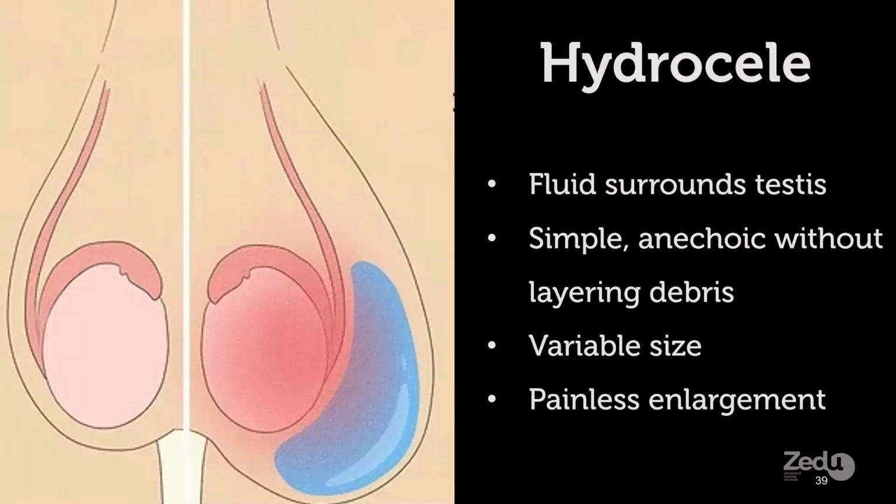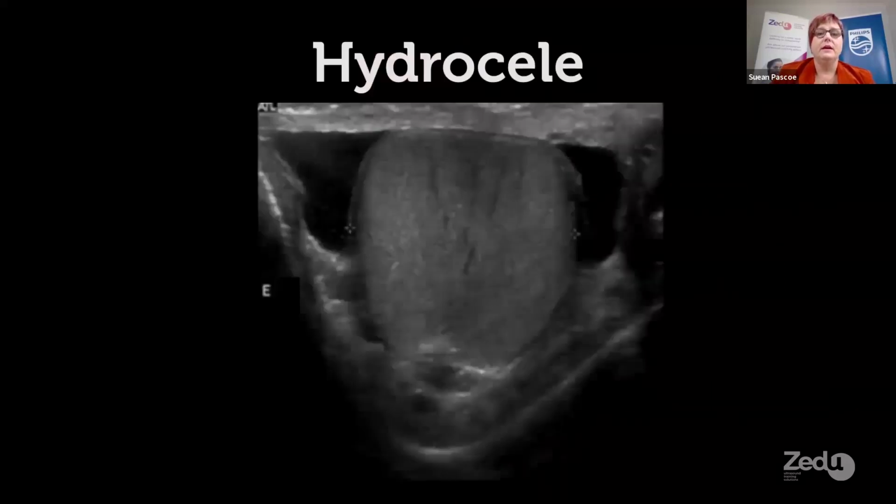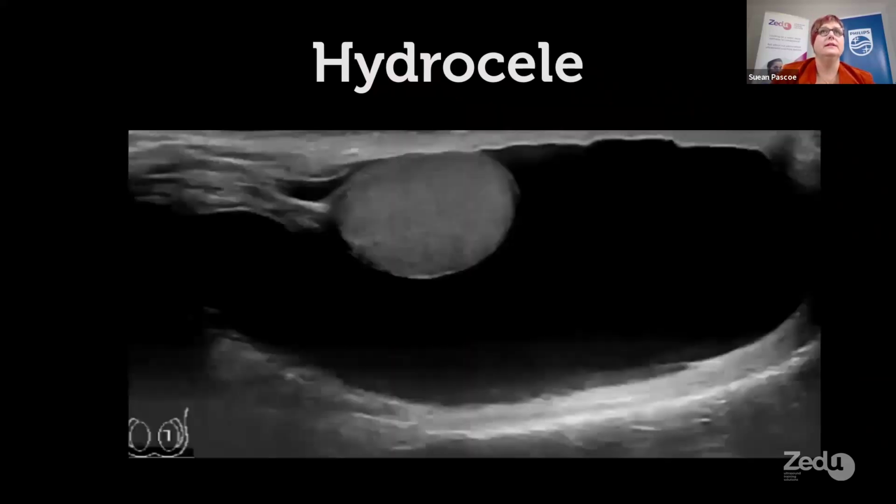Often this is a very painless enlargement of the testis. So the hydrocele is fluid surrounding the testis, simple, anechoic, no layering, can be small, it can be large, but usually it's quite painless. Here's another bigger one.